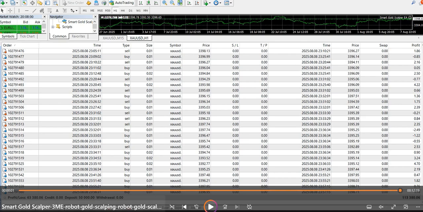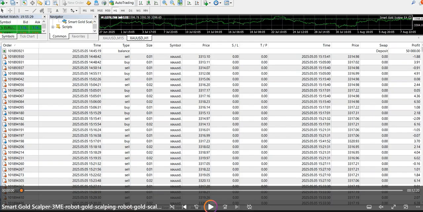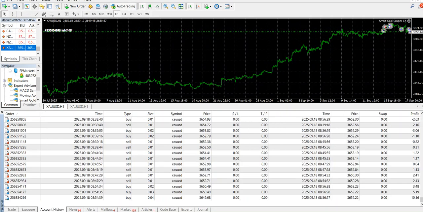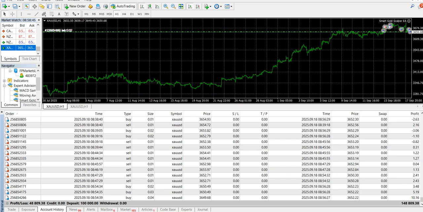Okay, if you can see it over here, from 50k we managed 63,380. I'm not sure if you are able to see it. It is 50k to 63,380. So this is what happened from the 5th of May till the 8th of August. And similarly, this account, in almost 2.5 months, went from 100k to 48,809.